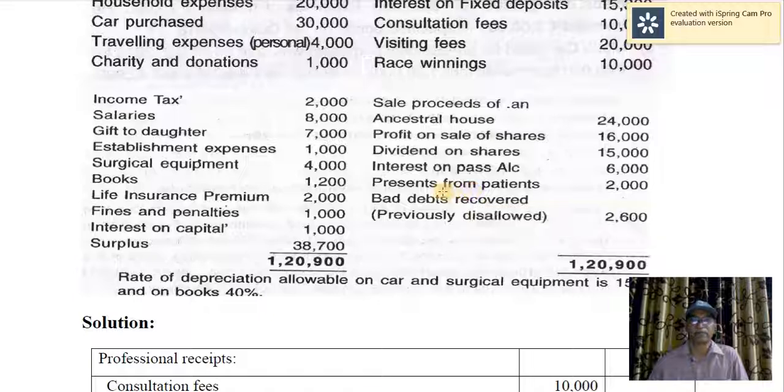Presents from patients are an item of professional income. Debts recovered, previously disallowed, means they were earlier taxed. An income should not be taxed twice. In other words, there is no scope for double taxation. Therefore, this year that should not be considered as professional receipt or income. If it is given as previously allowed, it was not taxed earlier, so now it should be taxed and included under professional income. So this is about professional receipts or income.